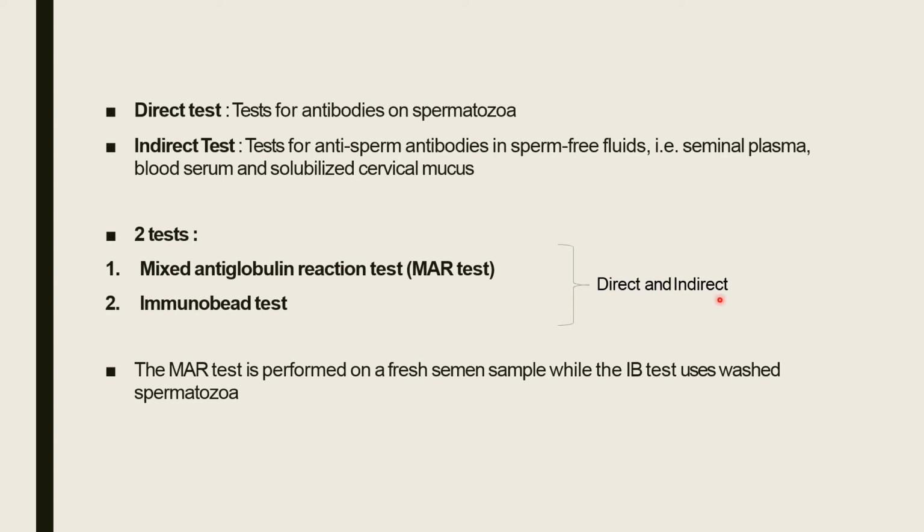They could be direct or indirect. Direct means they will determine antibodies on spermatozoa, and indirect means they will determine, in any fluid of the reproductive tract, antibodies that are not attached to sperm, that are freely swimming in the fluid. The MAR test, the mixed anti-globulin reaction test, is used for fresh semen without washing it, while the Immunobead test is used on semen that is washed for spermatozoa. So spermatozoa are separated from other antigens.